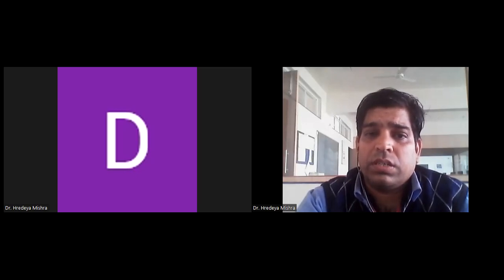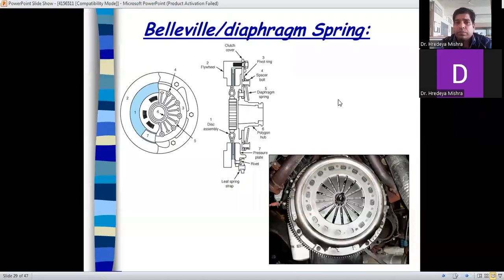Just let me share the screen again. Diaphragm spring or diaphragm clutch, so they're the same name. Okay. So this is the block diagram or simple linear diagram, and this is the actual or real diagram of the diaphragm clutch. Okay.